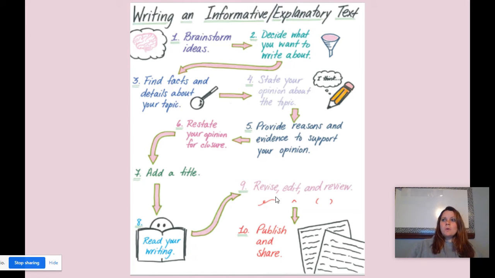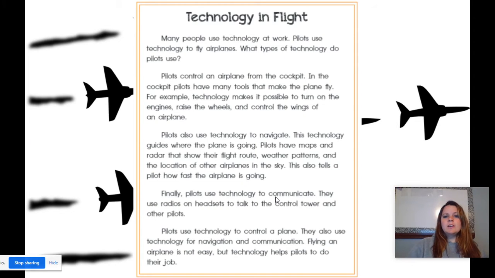We also want to make sure we have a variety of sentences just so that we can keep our reader interested in what we're reading. Let me show you how we can do this. Let's take a look at our mentor text. We're going to look at the first couple of paragraphs in our mentor text. So our mentor text starts like this.